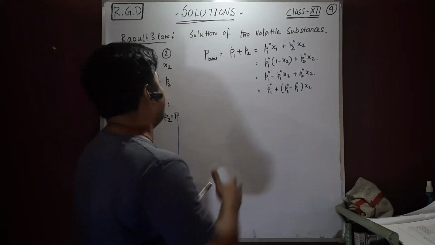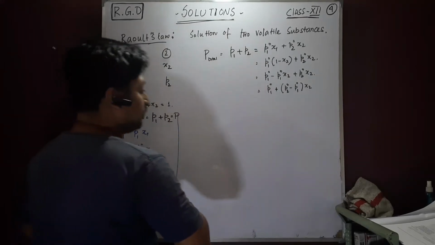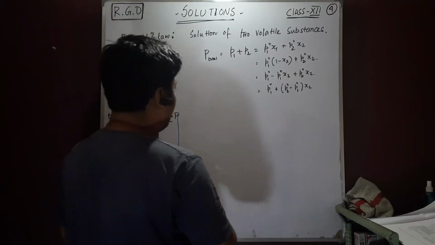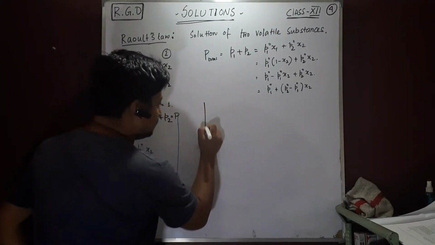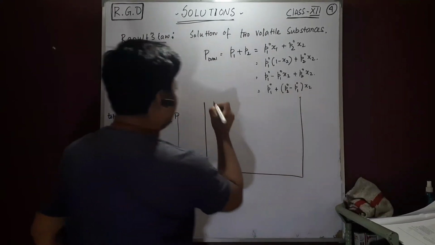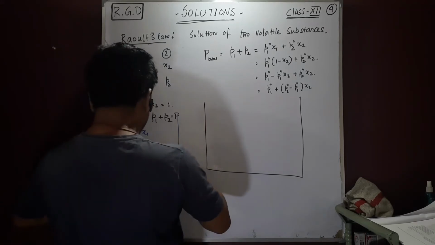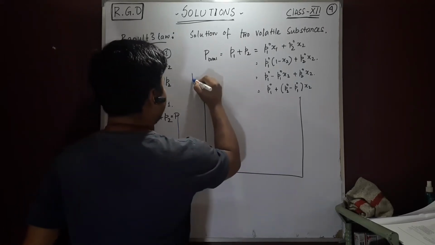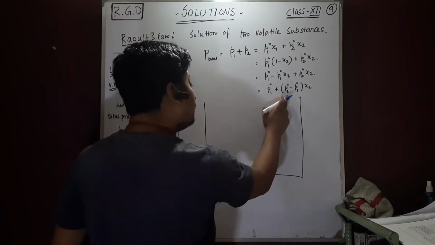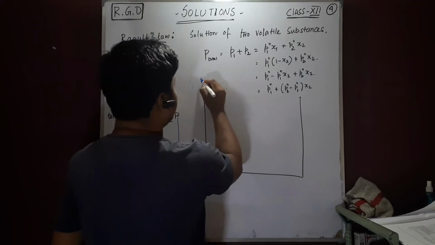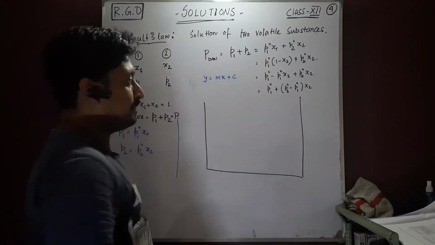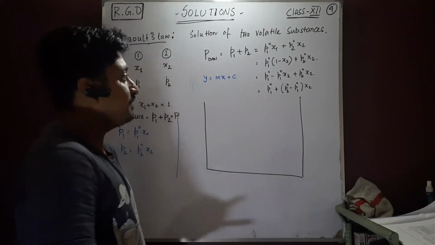Now, if I plot, it's a very important graph. So you just need to be with me very carefully here. See the expression here. What expression is my P total? P total is equal to P10 plus P2 minus P1 into x2. It is y is equal to mx plus c type, right? Mx plus c type.